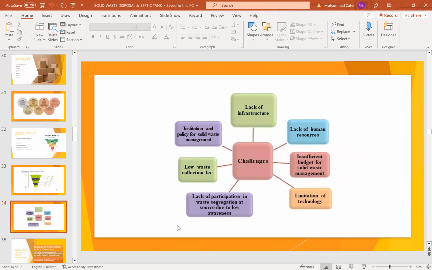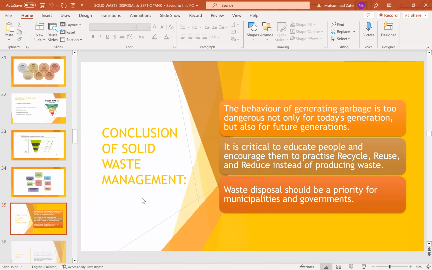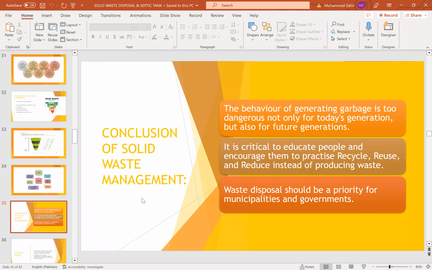What are the challenges in it? There is a lack of infrastructure, a lack of human resources, insufficient budget for solid waste management, limitations of technology, lack of participation in waste segregation at source due to low awareness, low waste collection fee, and weak institutions and policy for solid waste management. Conclusion: the behavior of generating garbage is too dangerous not only for today's generation but also for future generations. It is critical to educate people and encourage them to practice recycle, reuse, and reduce instead of producing waste. Waste disposal should be a priority for municipalities and governments.